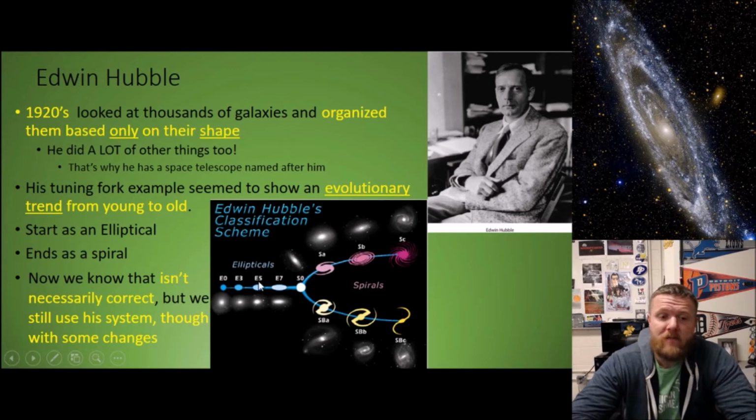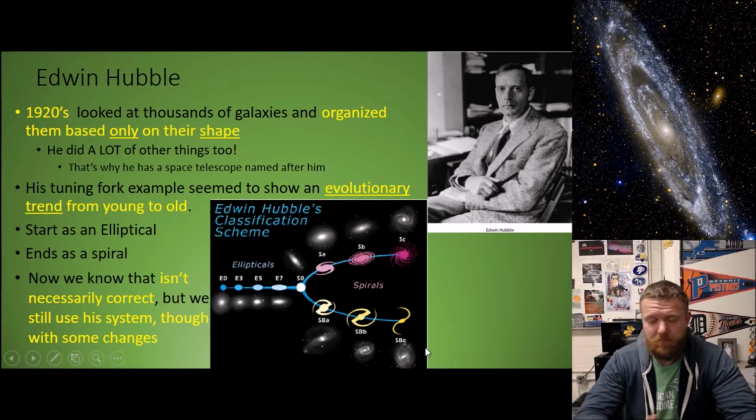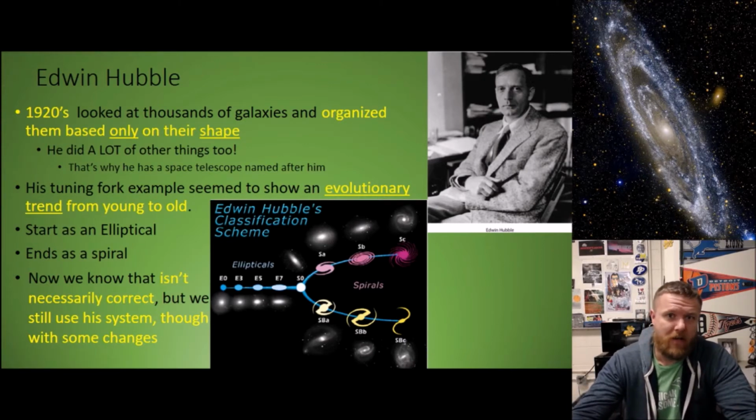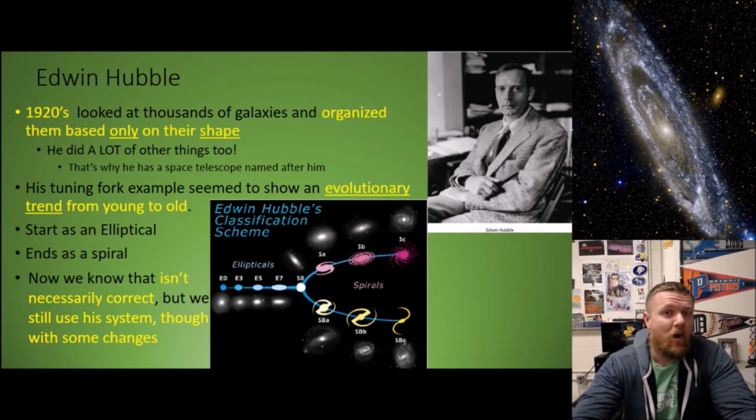But he came up with this tuning fork method of galaxy evolution. According to Hubble, you would actually start out as an elliptical galaxy, and you would end, as billions of years later, a spiral galaxy. And we now know that that is not necessarily true, but let's take a look at what Hubble said.